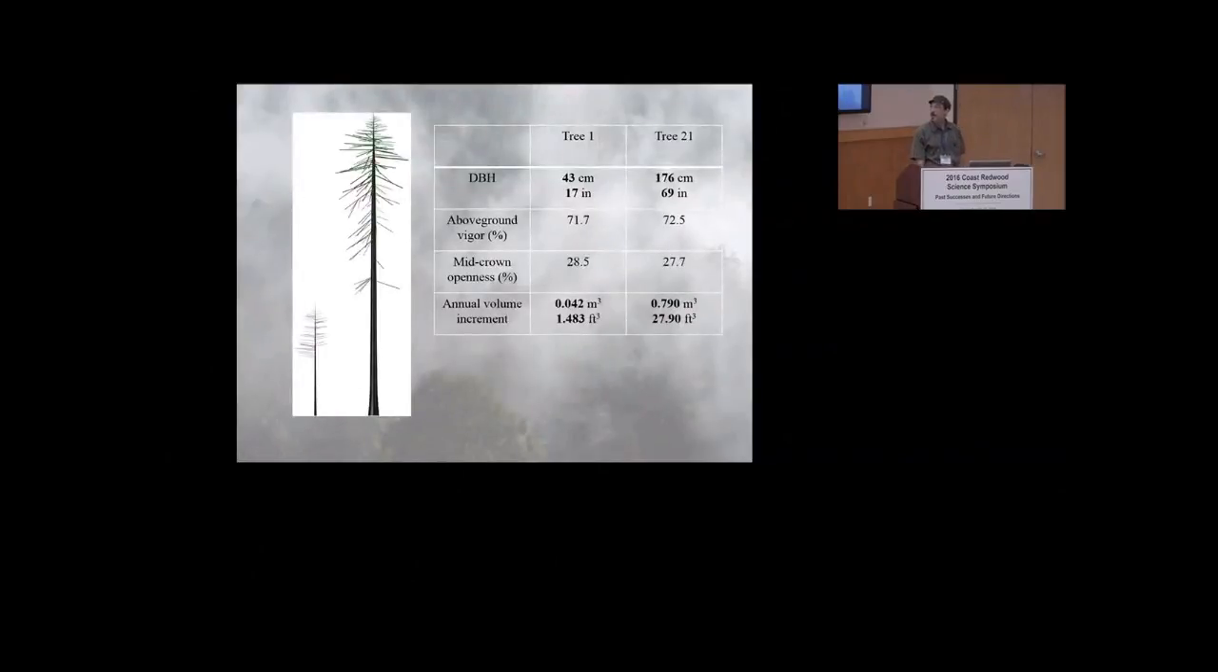Here's another example. So the smallest tree had similar above ground vigor and similar light availability as tree 21. But tree 21 was a lot bigger, and it grew 3/4 of a cubic meter more wood annually. So it would take 18 trees similar to tree 1 to grow as much wood as tree 21.